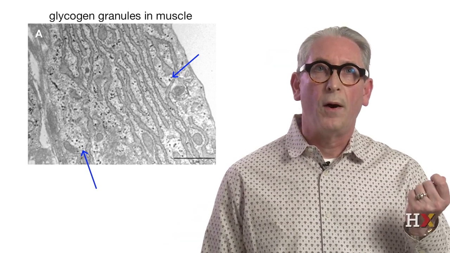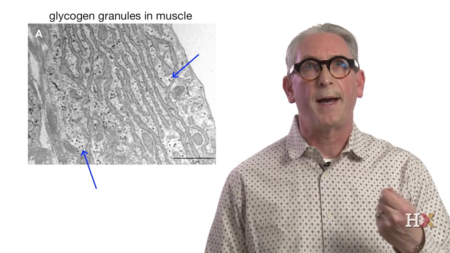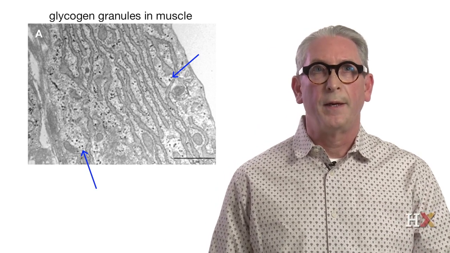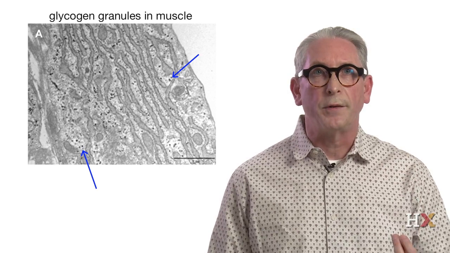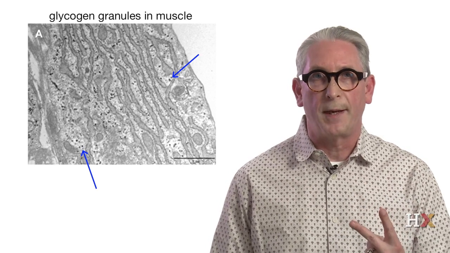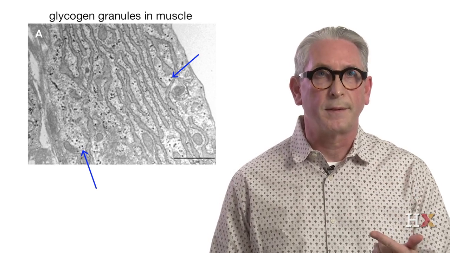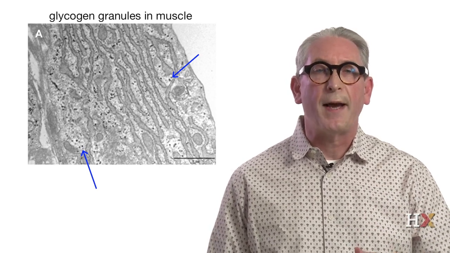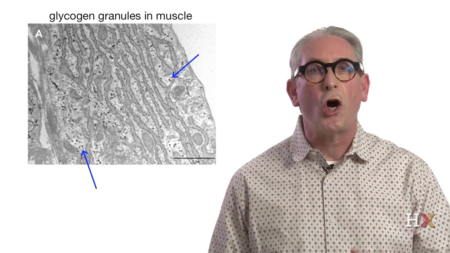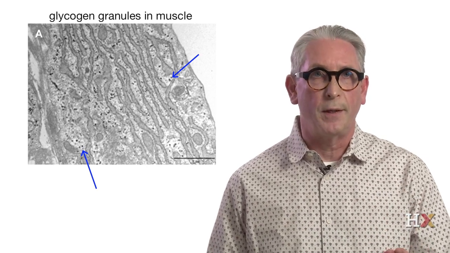While most of the cells synthesize glycogen, glycogen is stored in two major types of cells, liver cells and muscle cells. Glycogen is in fact an intermediate short-term energy reservoir.